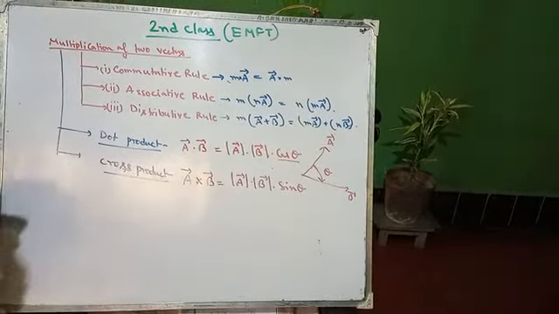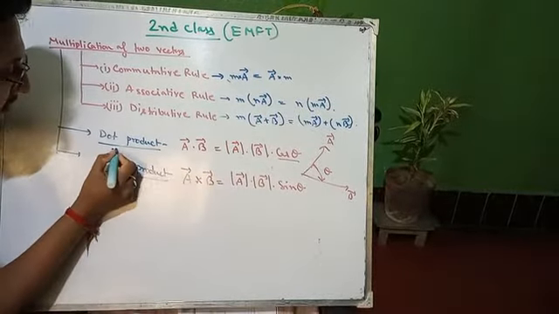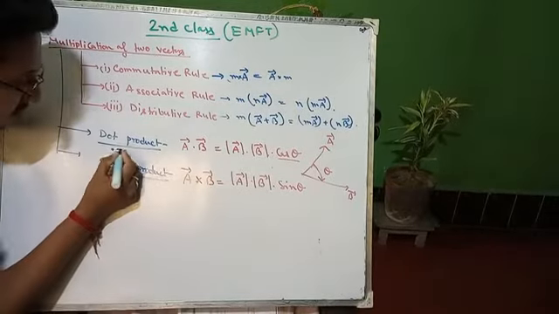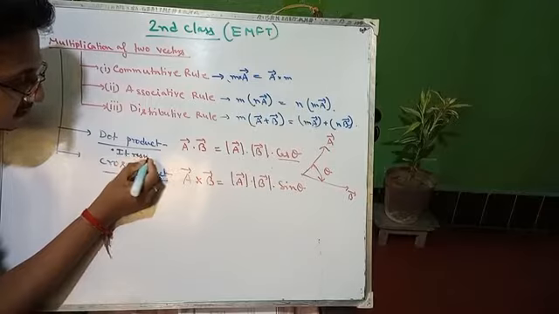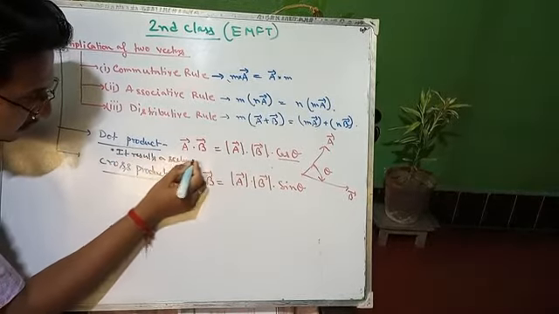So first write some points. Within this dot product, some points. It results a scalar quantity.